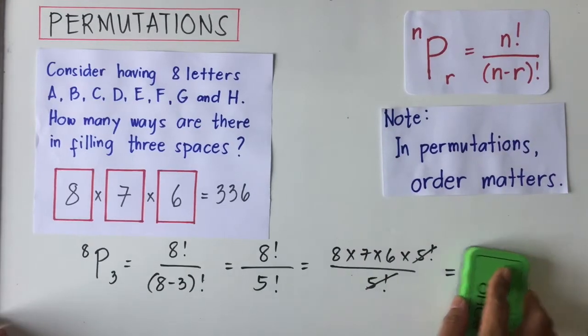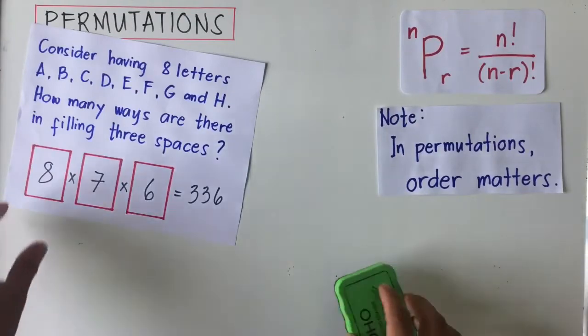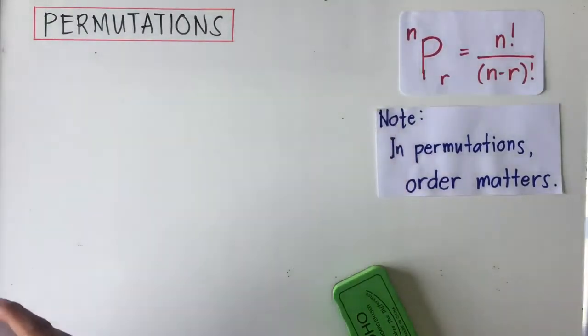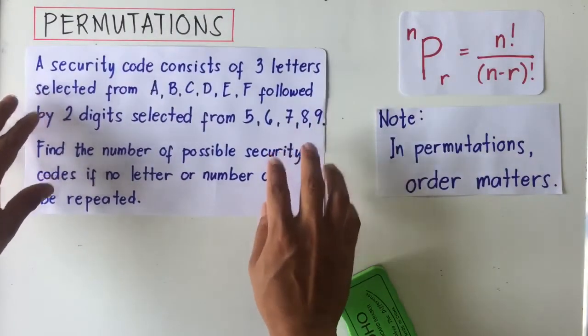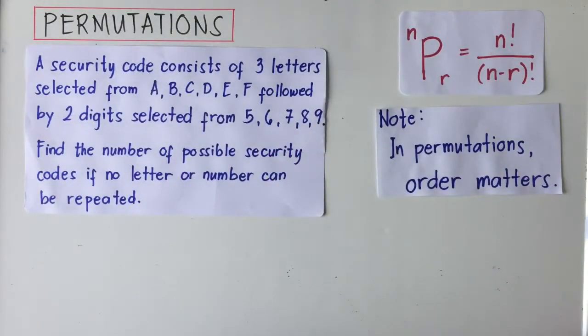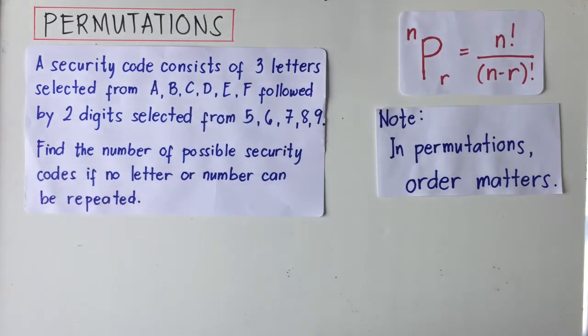Next, let's go to another example. The next example is: a security code consists of 3 letters selected from A, B, C, D, E, F, followed by 2 digits selected from 5, 6, 7, 8, 9. Find the number of possible security codes if no letter or number can be repeated.